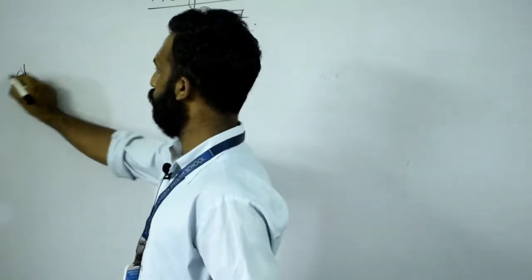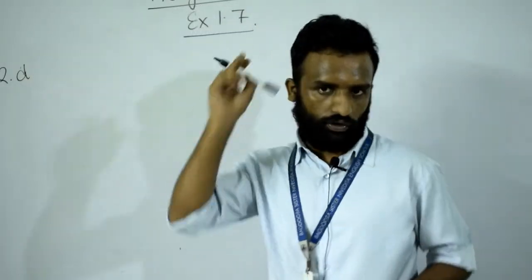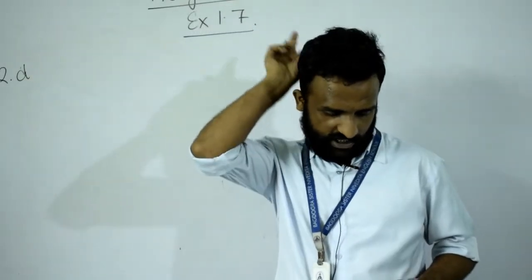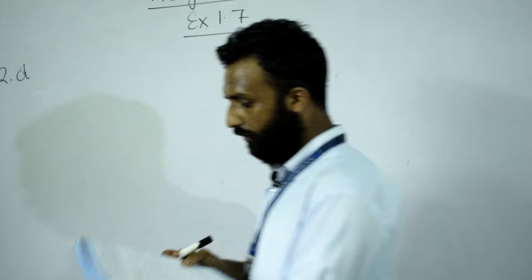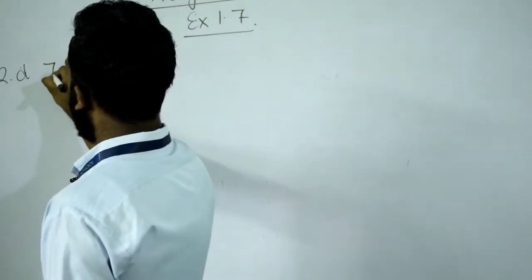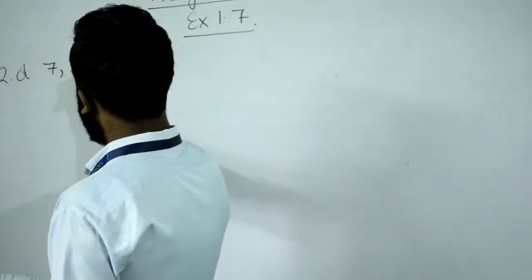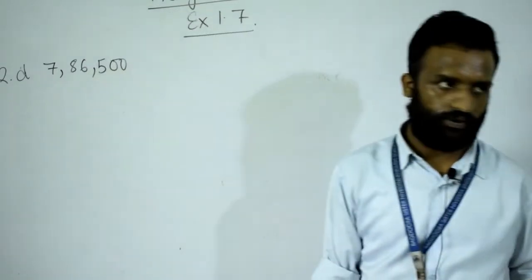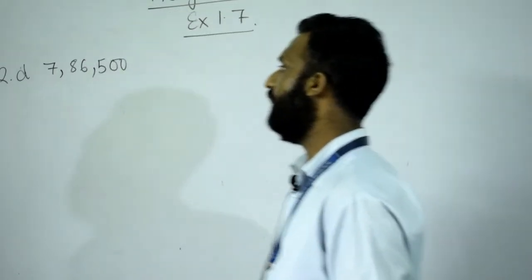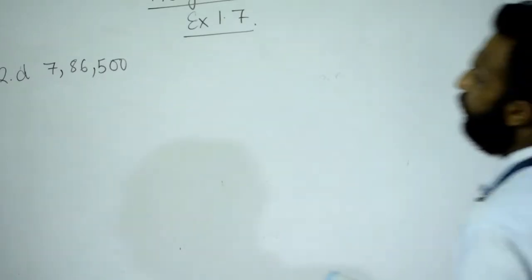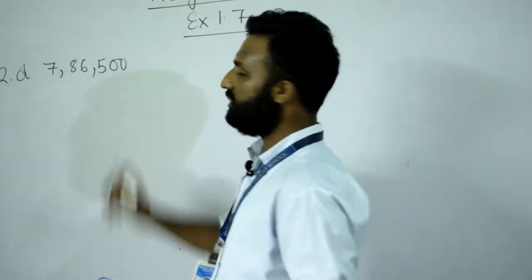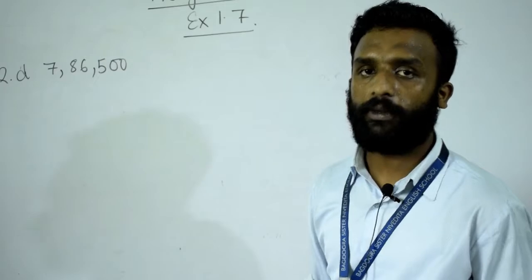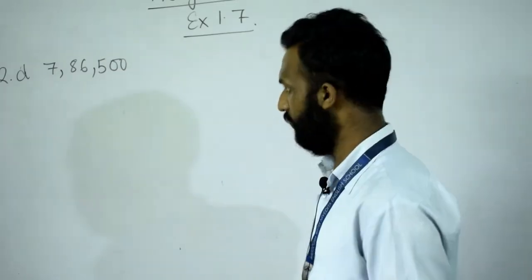2b. Okay, now let's do D from question number 2 only. The number we have is 7,86,500. So same way we'll check the number at the tens place, because we are first rounding the number to the nearest 100.